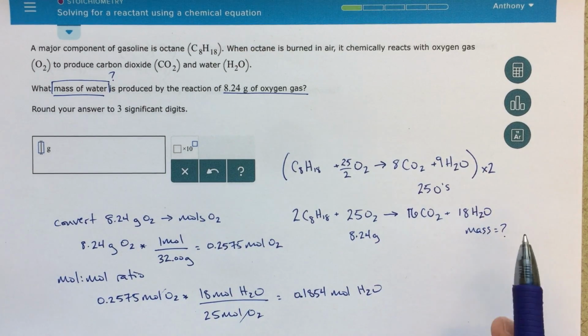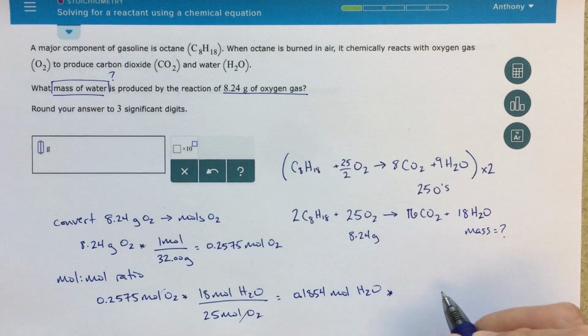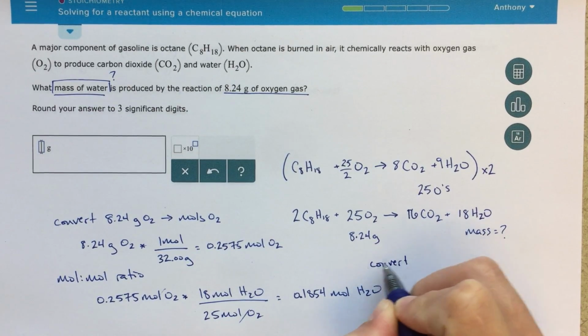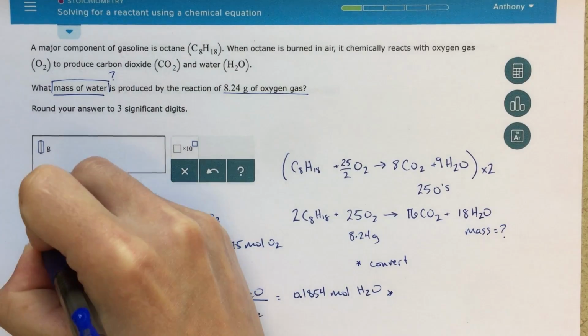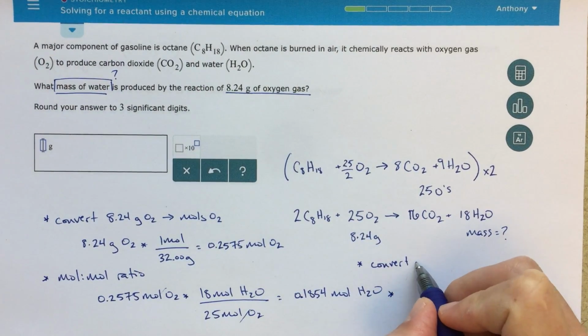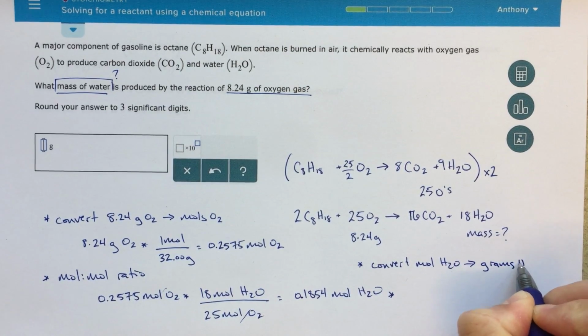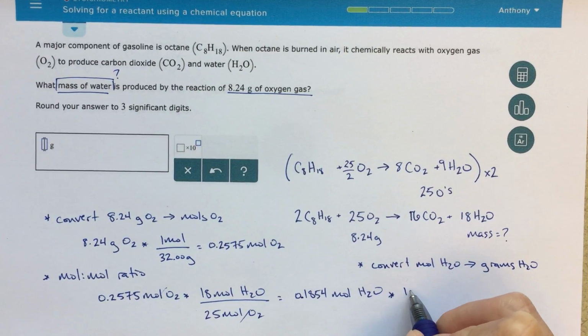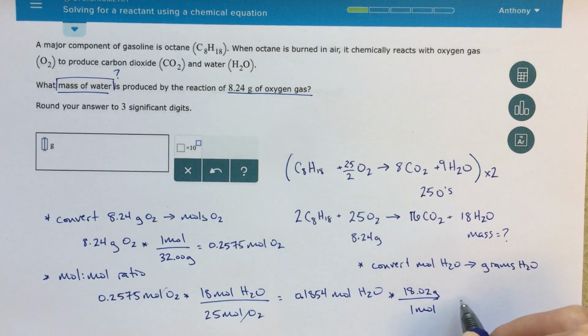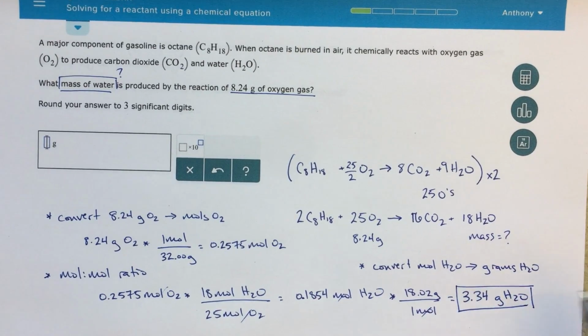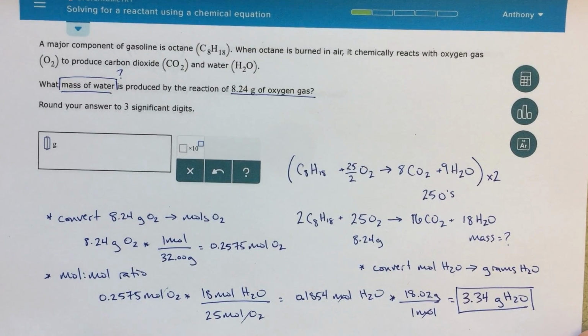But we're looking for the mass of water. So the last step is really just going to be to convert moles of H2O into grams of H2O. And I'm going to use the molar mass of water again, which is going to be 18.02 grams per 1 mole. My units of moles will cancel, and I end up with a value of 3.34 grams of water. It says round our answer to 3 sig figs, so I've already done that. 3 sig figs here, 3.34 grams of water, and that's it.